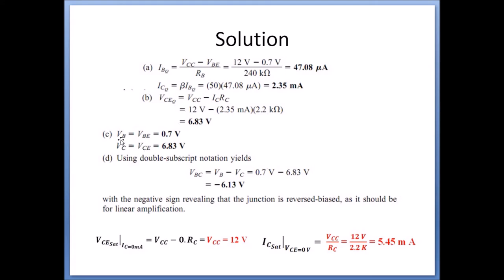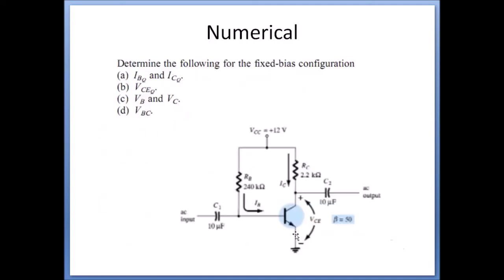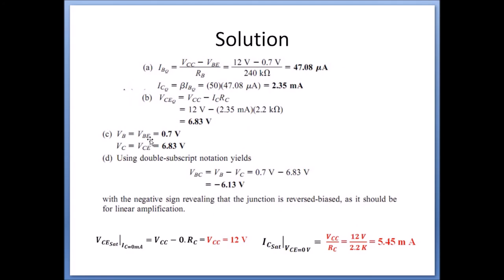Now next we need to find out VB voltage, or the base voltage. Now we know VBE equal to 0.7 volt, and in this figure the emitter voltage is equal to 0 volt because the emitter terminal is directly connected to the ground. So VE voltage is 0 volt. Again VBE equal to VB minus VE. So finally VB equal to 0.7 volt. Similarly, VC voltage can be calculated by the formula VCE equal to VC minus VE, which is equal to 6.83 volt, as VE voltage equal to 0 volt.